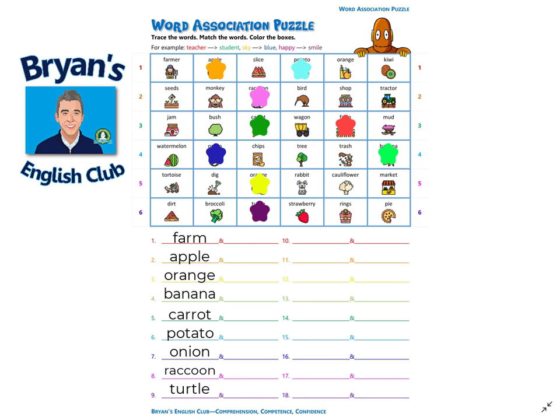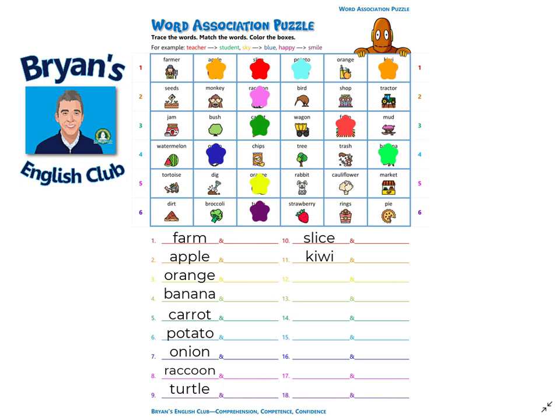Number 10, slice. S-L-I-C-E. Slice. Color the slice picture box red. Number 11, kiwi. K-I-W-I. Color the kiwi picture box orange.